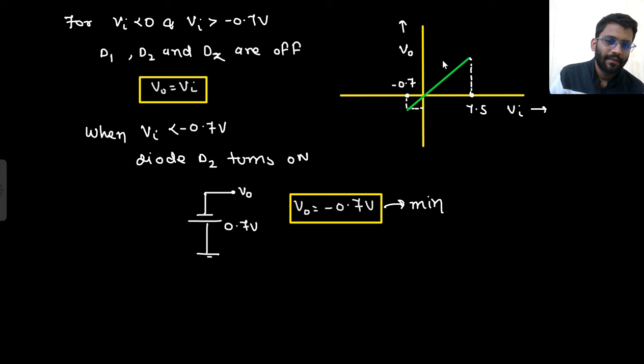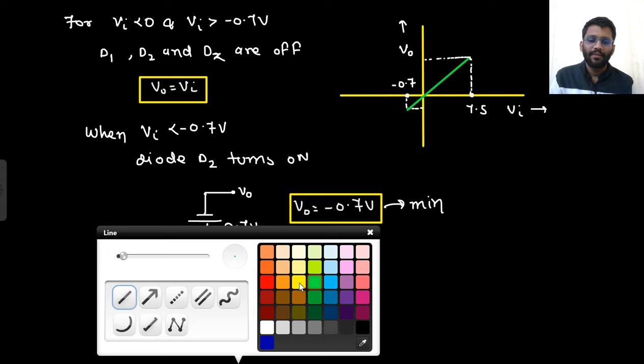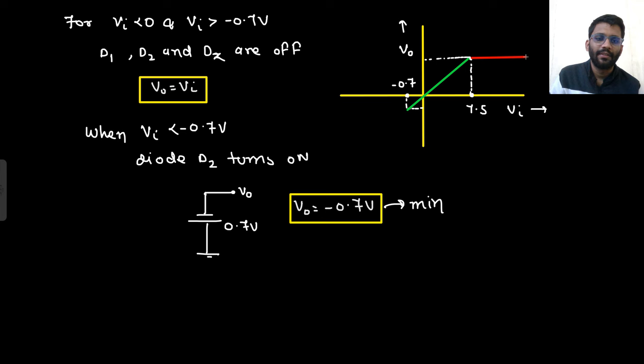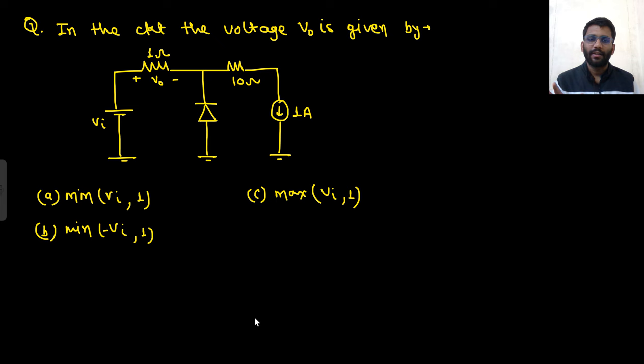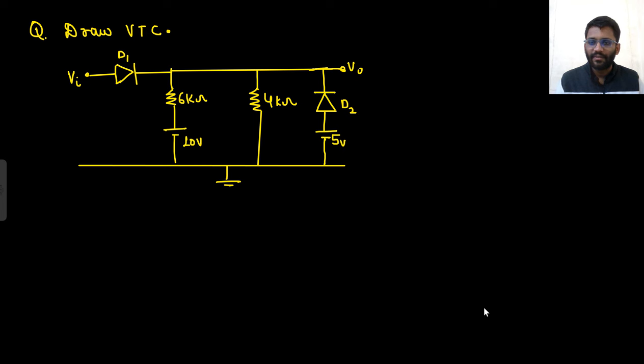After that, here it is constant at 7.5 volt only. And here it is constant at minus 0.7 volt, right? So we have drawn the transfer characteristic as well, right? Well and good. Understood this question, right? Let's move on to the next one. Okay, we can solve this one as well. Only this one will be last. In the next lecture, we can start solving from here.